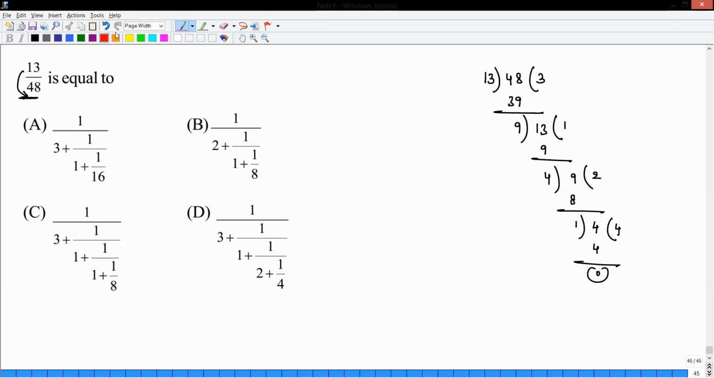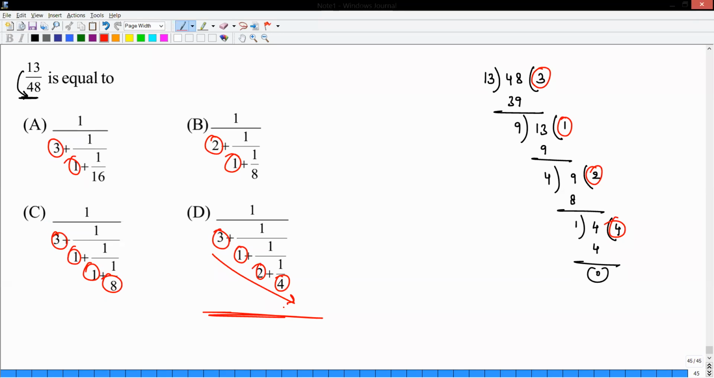So if you make it, look at the divisor, look at the quotient here, 3, 1, 2, 4. If you divide it properly, the quotient should be 3, 1, 2, 4. Look at the quotients here, 2 and 1, no, 3, 1, 1, 8, no. So what should be the answer? 3, 1, 2, 4 should be the quotients. So the answer is D. You can also do it from the options, but it will take a lot of time. That much time you cannot afford in the exam.